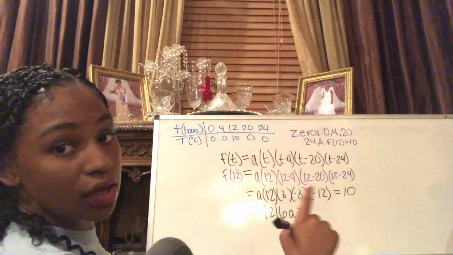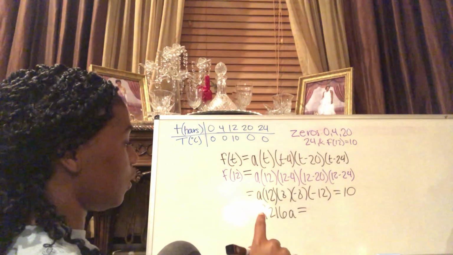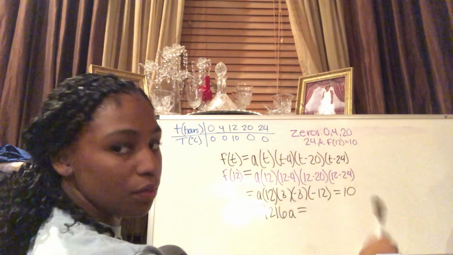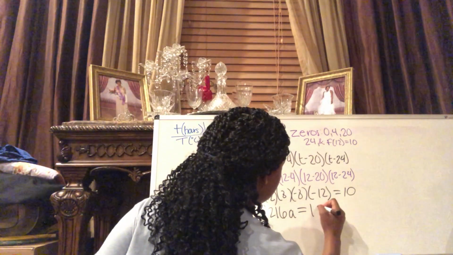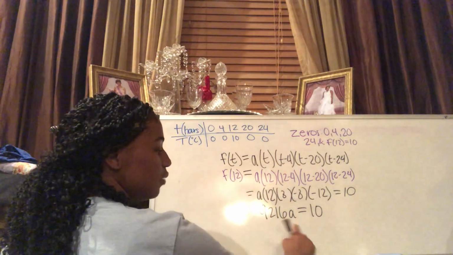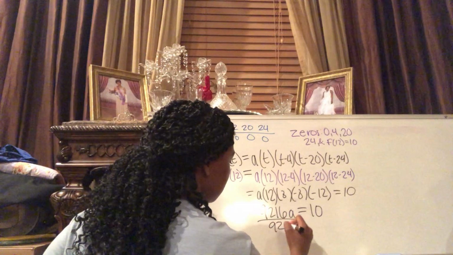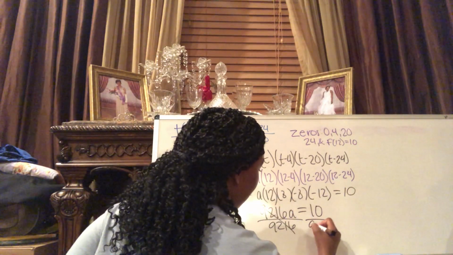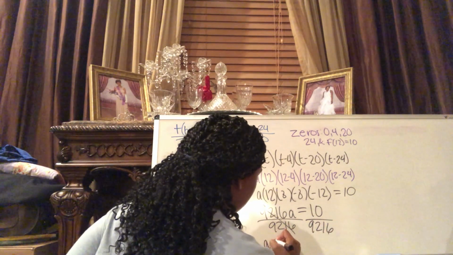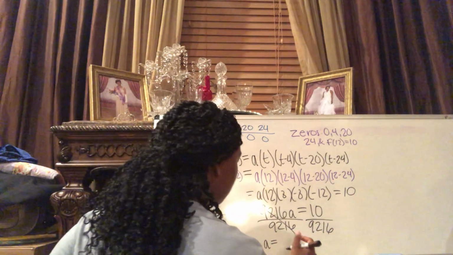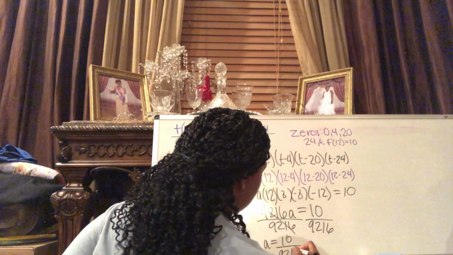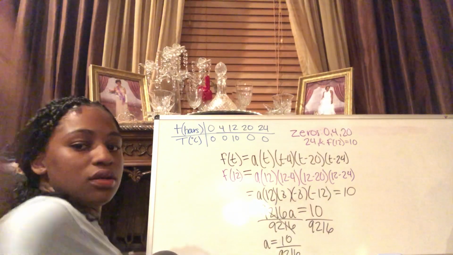And remember, something that I didn't say up here is that we already know since f of 12 is equal to 10, we want to go ahead and continue to set our problem since we plugged in 12 equals 10, because it's going to help us find a. So to get a by itself, I'm going to go ahead and divide by this number so that it'll cancel. That basically leaves us that a is equal to 10 over 9,216. Make sure you see that.